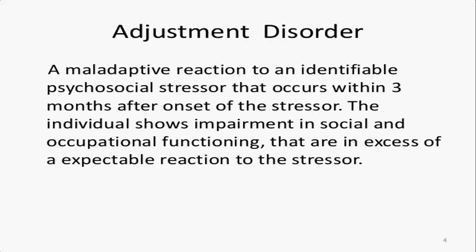Adjustment disorder is a maladaptive reaction to an identifiable psychosocial stressor that occurs within 3 months after onset of the stressor. The individual shows impairment in social and occupational functioning that is in excess of an expectable reaction to the stressor. It means we all have problems in particular situations where we are not able to adjust, but if this problem lasts for 3 months or more, then you need to consult a doctor. You might be having an adjustment disorder.